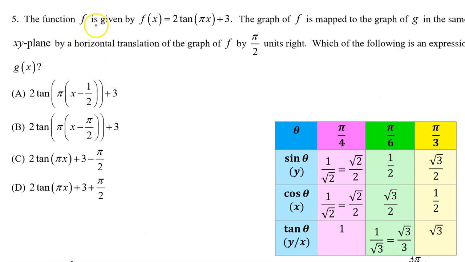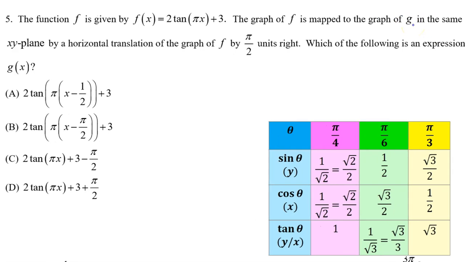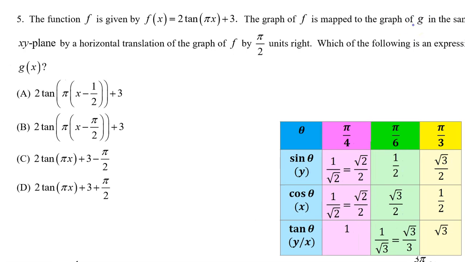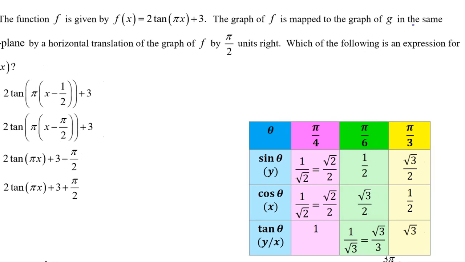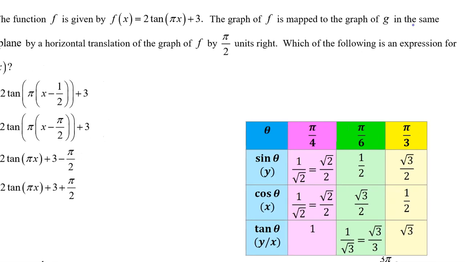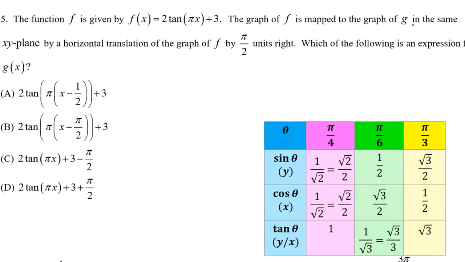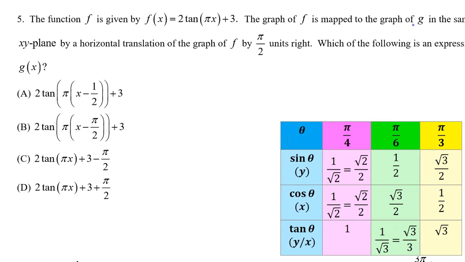Number 5. The function f is given by f of x equals 2 tangent pi x plus 3. The graph of f is mapped to the graph of g in the same xy plane by a horizontal translation of the graph of f by pi over 2 units to the right. Which of the following is an expression for g of x?